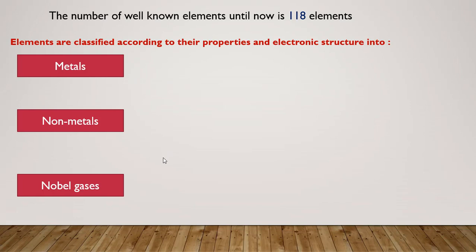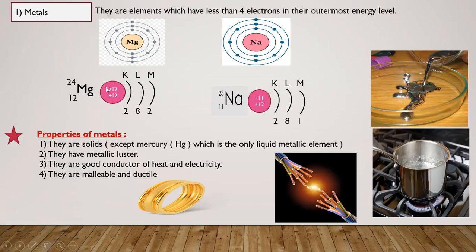Let's talk about our list. The number of well-known elements until now is 118 elements. The elements are classified according to their properties and electronic structure into three types: metals, non-metals, and noble gases. First of all, let's talk about metals. The metals are the elements which have less than 4 electrons in their outermost energy level.